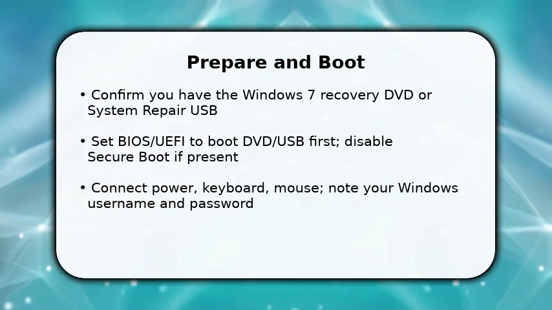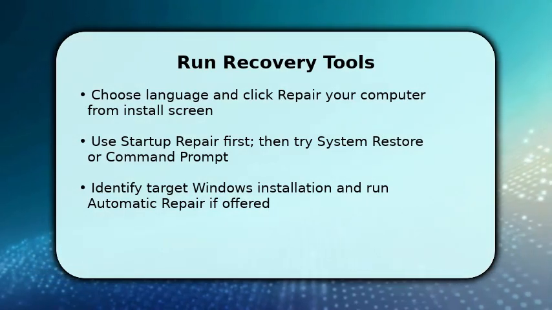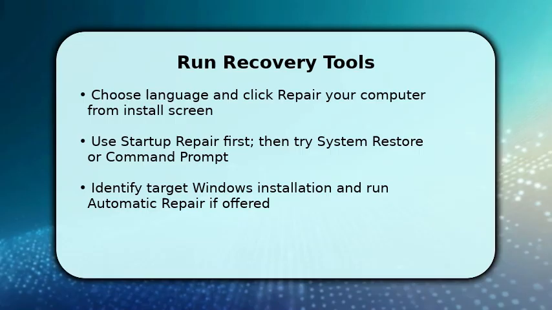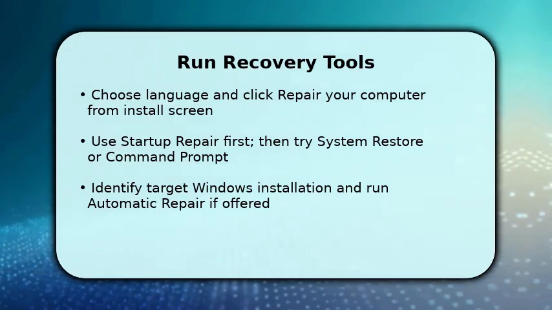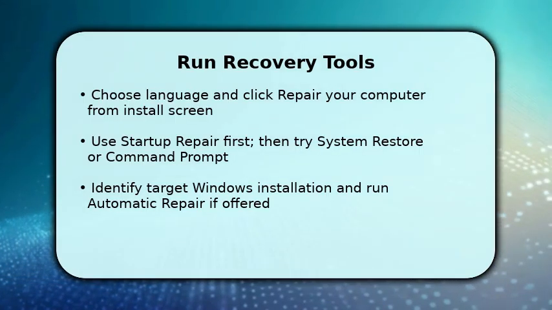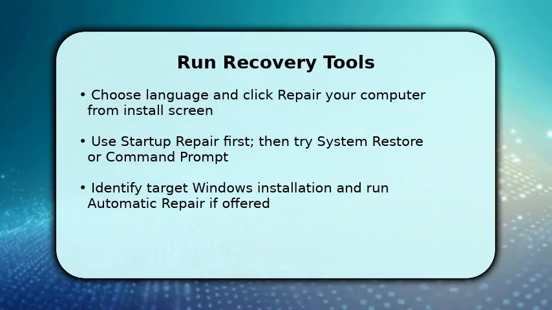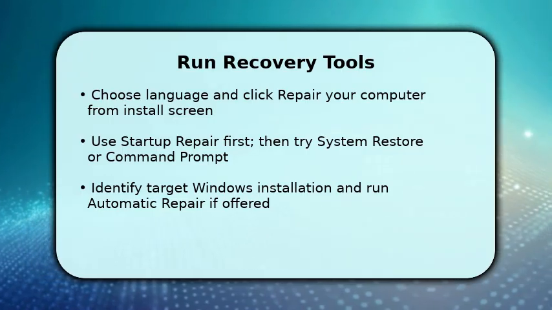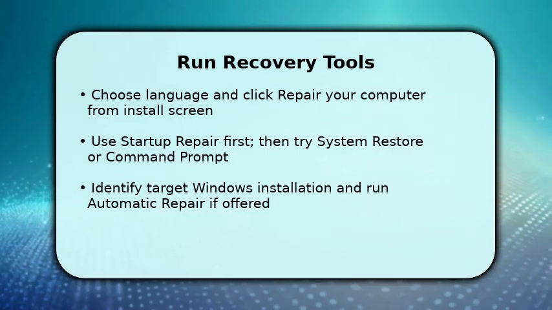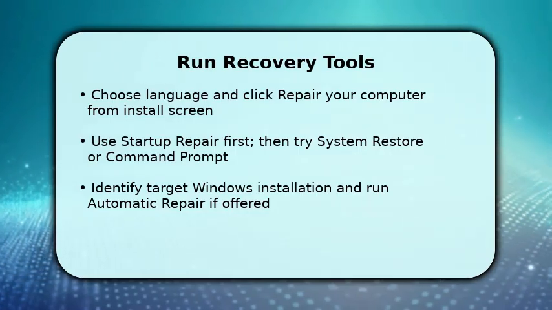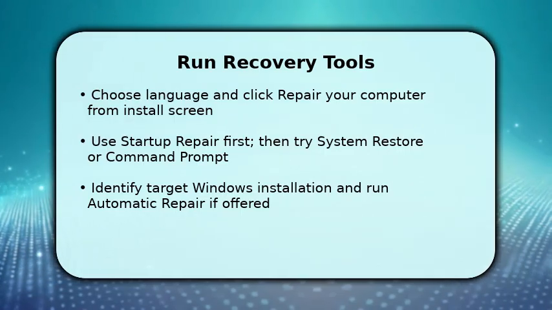Once the recovery environment loads, select Language and click Repair Your Computer. Do not reinstall Windows. You should run Startup Repair first because it fixes boot files and common startup errors automatically. If Startup Repair fails, try System Restore to roll back recent changes, or open Command Prompt to run bootrec /fixmbr, bootrec /fixboot, and bootrec /rebuildbcd. Make sure you select the correct Windows installation when prompted. Otherwise, your repairs will run on the wrong partition.